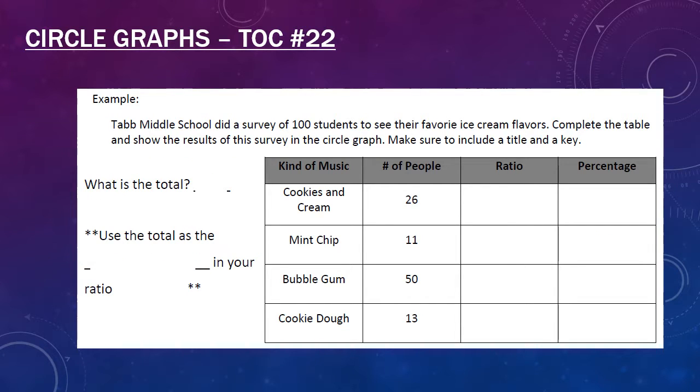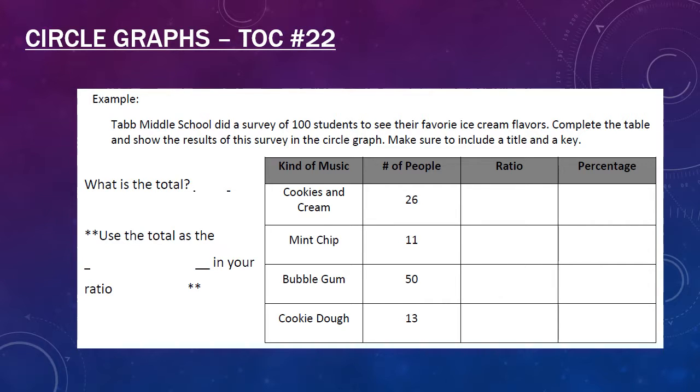And here's how you make it. Here's where you're going to need the markers in just a second. Okay, so for our example, Tab Middle School did a survey of 100 students to see their favorite ice cream flavors. Complete the table and show the results of the survey in the circle graph. Make sure to have a title and a key on your graph. Okay, if you had read that question, which I know a lot of you do not, you would know how many the total is.